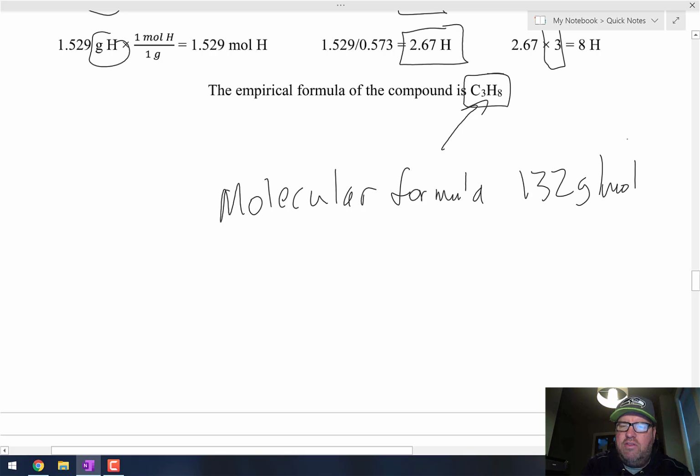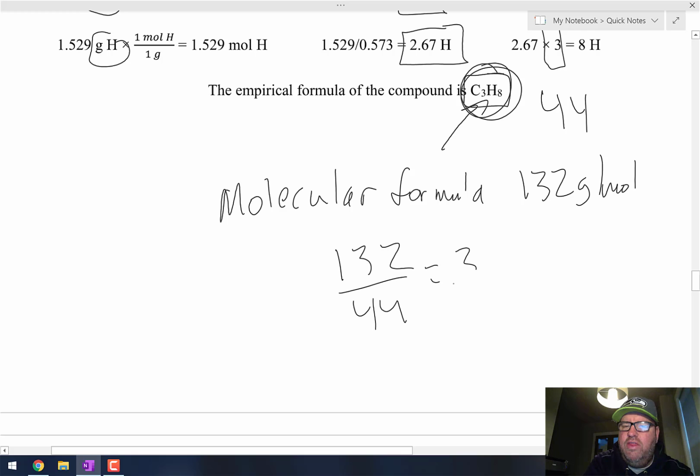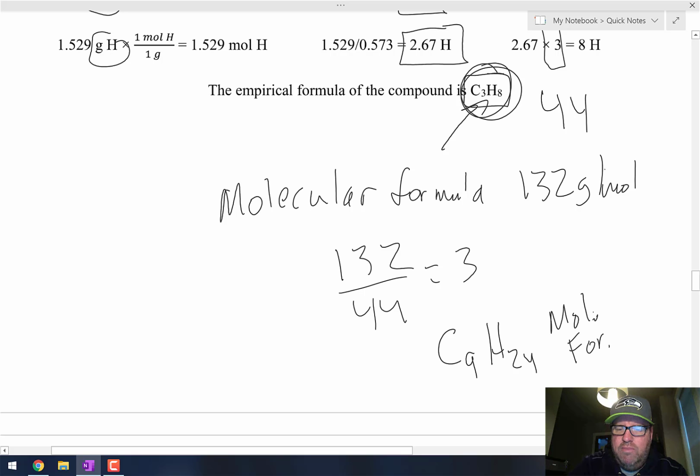What is the molecular formula? Remember that to do that, you have to get the molar mass of this, which is 44, and you take 132 divided by 44, that equals 3, and that means you would multiply everything in that formula by 3. Okay, and that one would be the molecular formula.